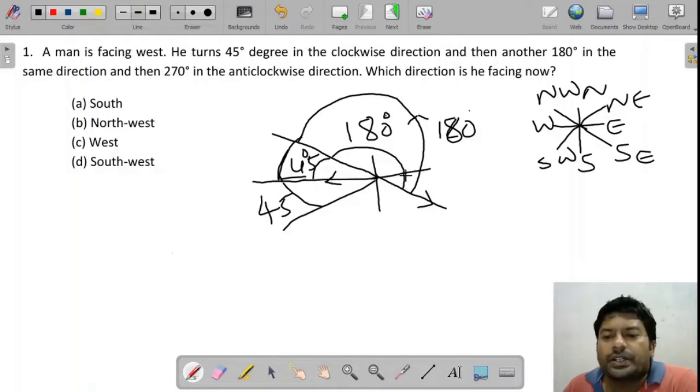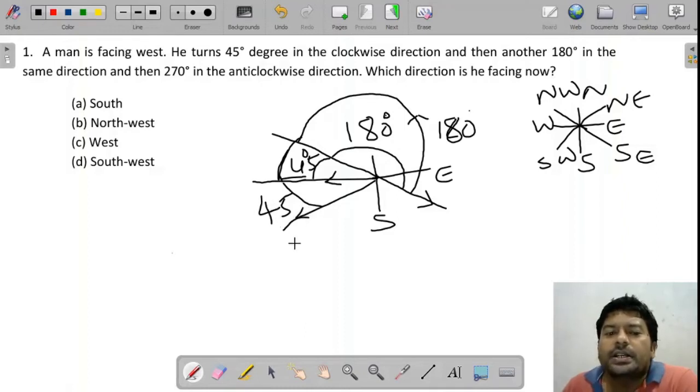He was facing west, east, north, south. This is south, east. Okay, he was facing west, moved 45 degrees clockwise, again 180 degrees clockwise, then moved 270 degrees anti-clockwise. This is 270 anti-clockwise. Now, which direction is he facing now?